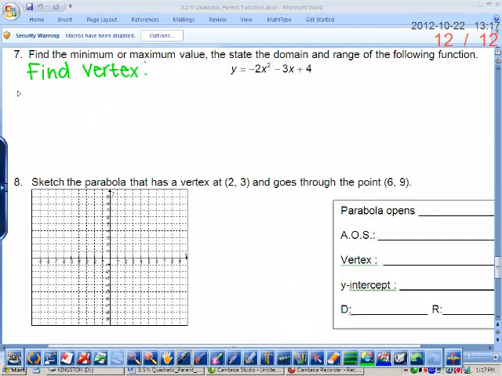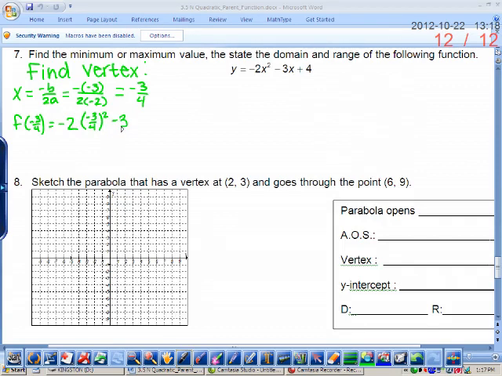All right, so let's start by finding the x value. Negative b over 2a. So I want the opposite of negative 3 over 2 times negative 2. What does that give me? Negative 3/4. We're okay with the x value? All right, let's practice the y value now. I'm going to plug in negative 3/4. So I get negative 2 times negative 3/4 squared minus 3 times negative 3/4 plus 4.